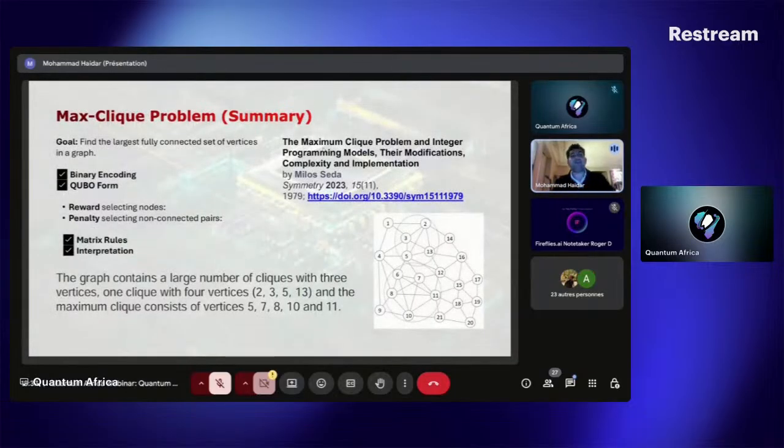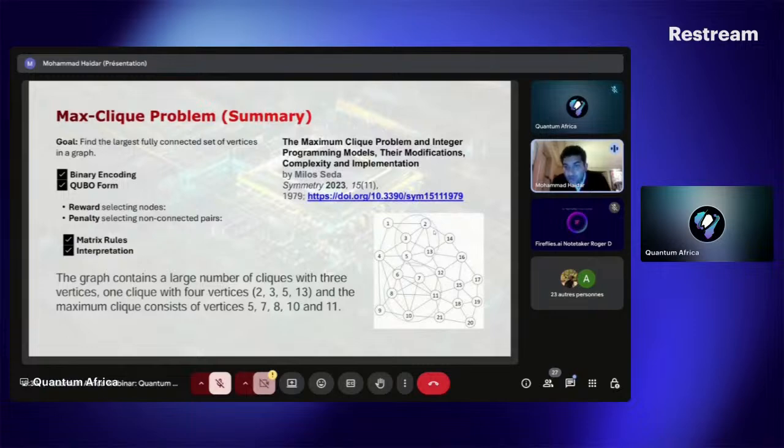The same thing for the max clique. With the max clique, you want to find the largest fully connected set of vertices in a graph. This is the definition. In the graph there, you have up to 20 vertices, up to 20 qubits, let's say.